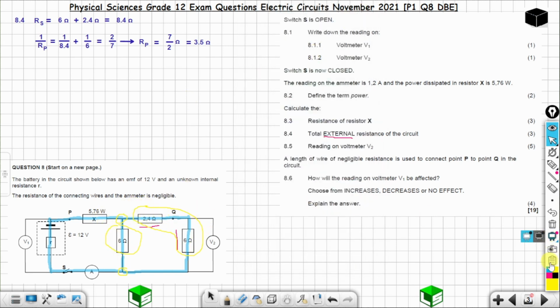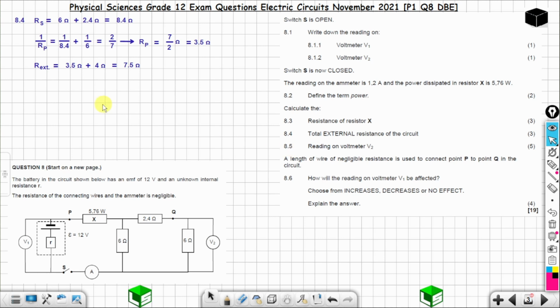So you have this combination in series with resistor X, which is equal to 4 ohms. We calculated resistor X in question 8.3. So you have 4 ohms. Now for the external resistance, this is equal to 3.5 plus 4. You have 7.5 ohms. So we are done with question 8.4.